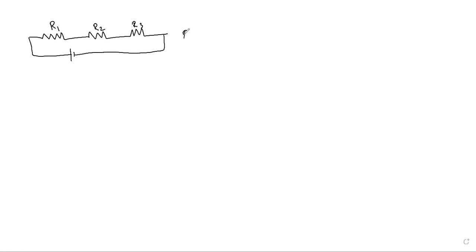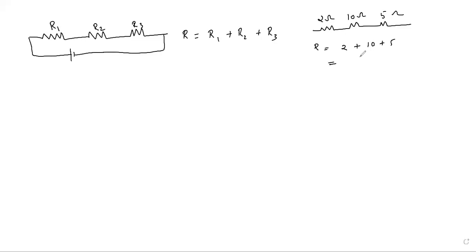We know it is very simple. R is equal to R1 plus R2 plus R3. Just add all these three resistors. For example, if the resistors are 2 ohm, 10 ohm, and suppose 5 ohm, what is the equivalent resistance? R is equal to 2 plus 10 plus 5. 12 plus 5, it is 17 ohm. So R is equal to 17 ohm.